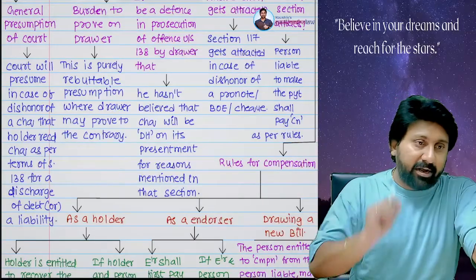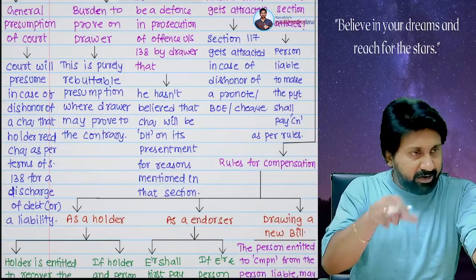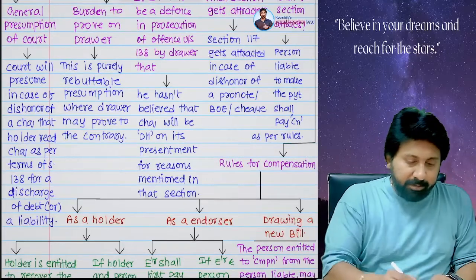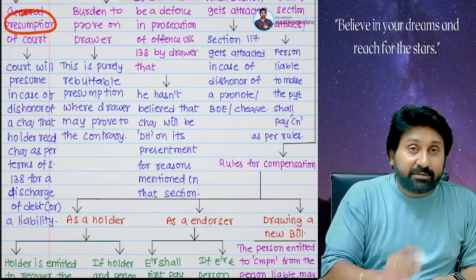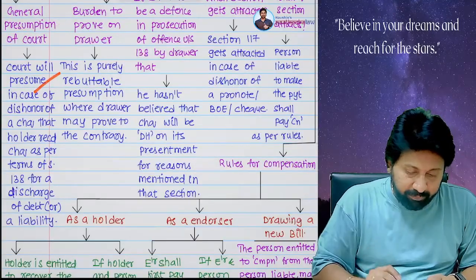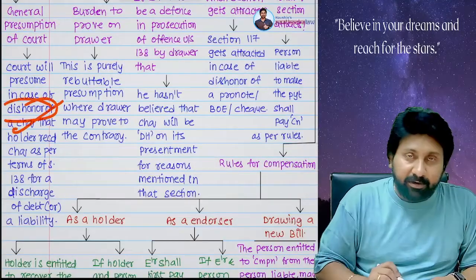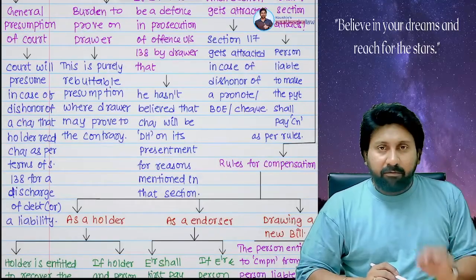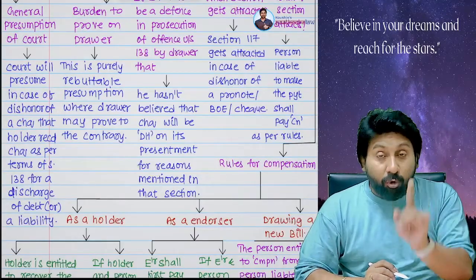Pause the video and read it. Okay, read the point? See here. Presumption means assumption, deem. The court will assume. In case of dishonor of a check, whenever a check is dishonored, the court will believe that.